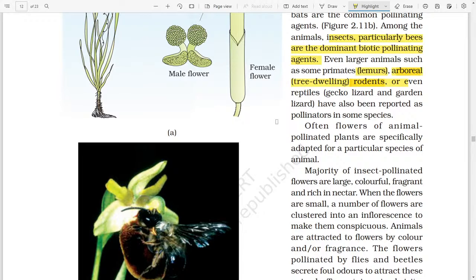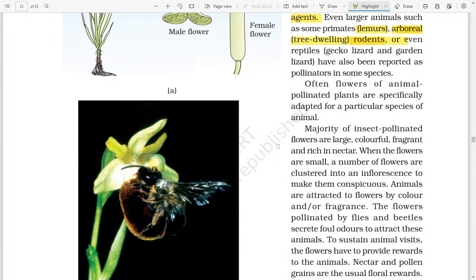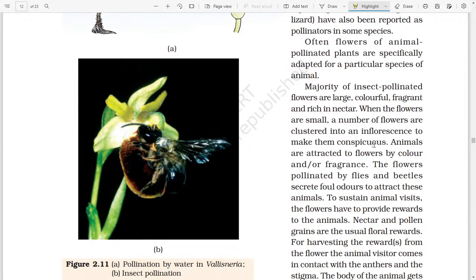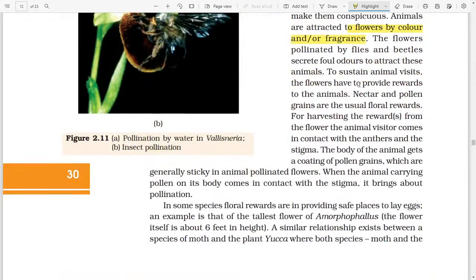The majority of insect pollinated flowers are large, colorful, fragrant, and rich in nectar. When the flowers are small, a number of flowers are clustered in an inflorescence to make them conspicuous. Animals are attracted to flowers by colors and fragrance. The flowers pollinated by flies and beetles secrete foul odor to attract these animals.